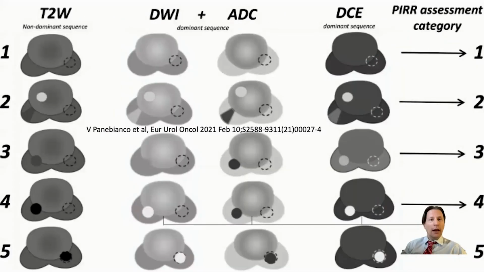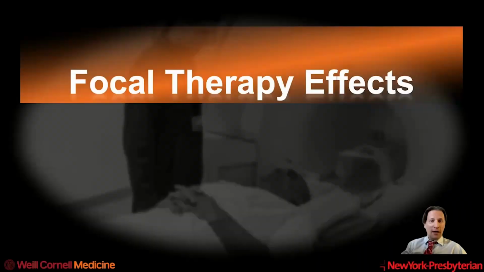And here's a rubric for post-radiation reporting. And you see that if there is an abnormality that is contralateral to the original tumor, this would be category 4. But if there is concordant abnormality on both DWI and DCE, this is overall category 5. So DCE is the dominant sequence. And if you get both DCE and DWI abnormality, that's category 5.